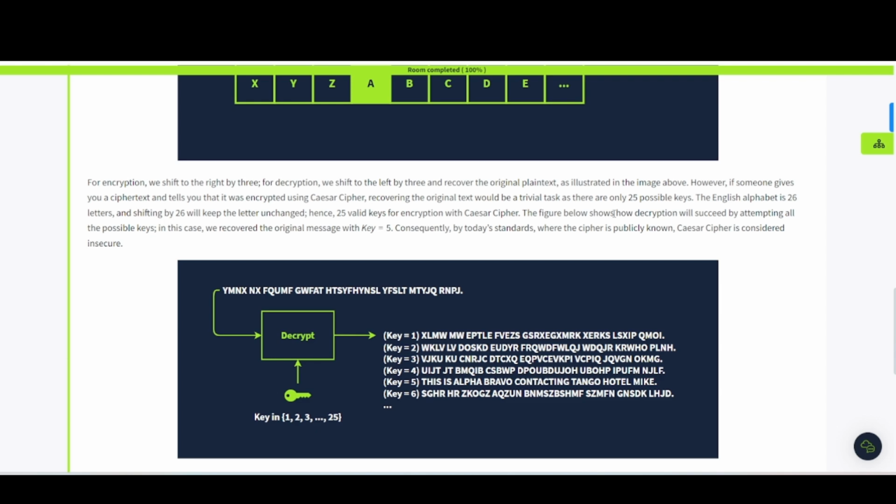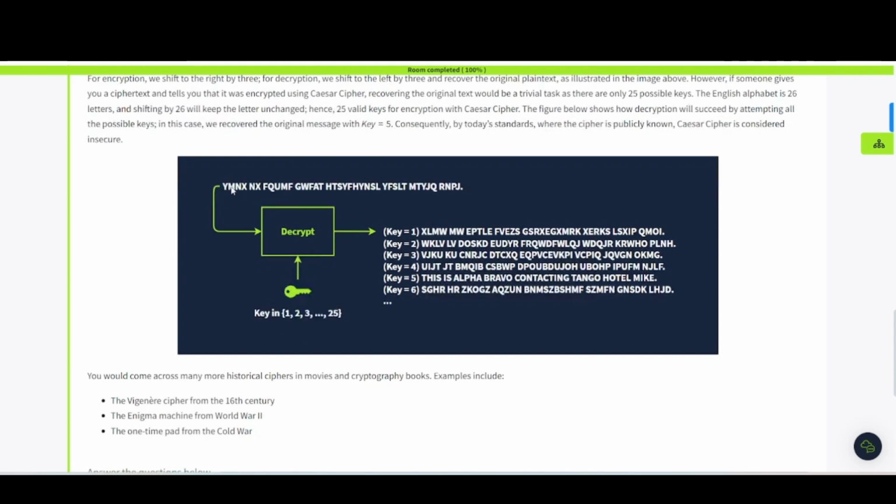The figure below shows how decryption will succeed by attempting all the possible keys. In this case, we recovered the original message with key equal 5. Consequently, by today's standards, where the cipher is publicly known, Caesar cipher is considered insecure. And you can see that information here, what they're talking about. Key 1, 2, 3, 4, 5, and 6.